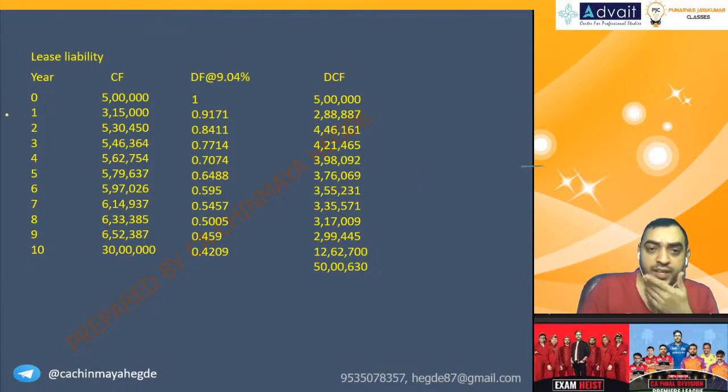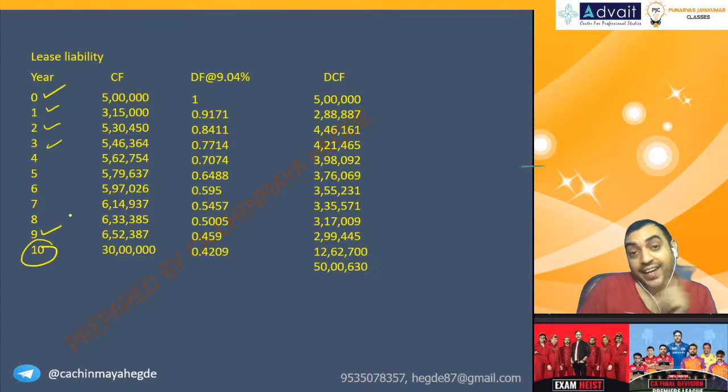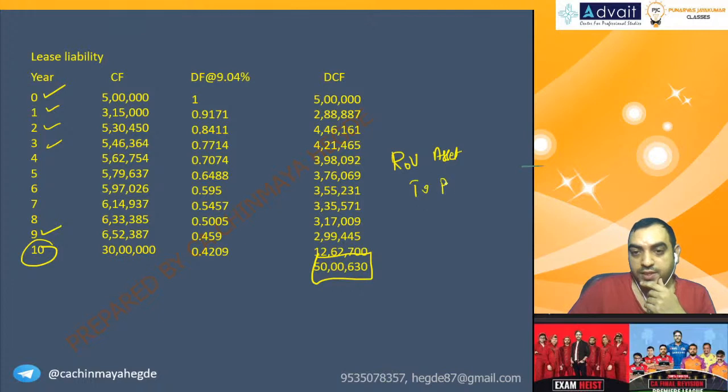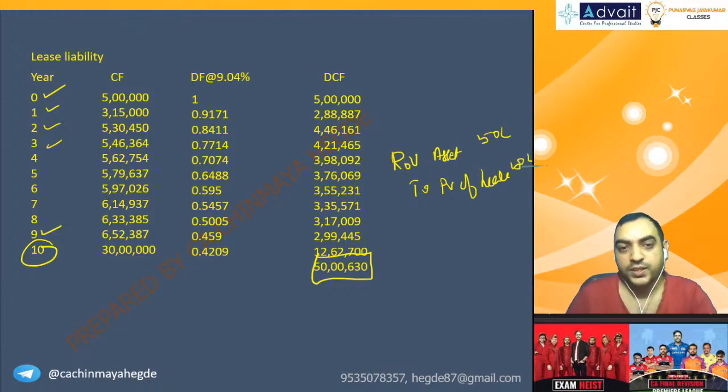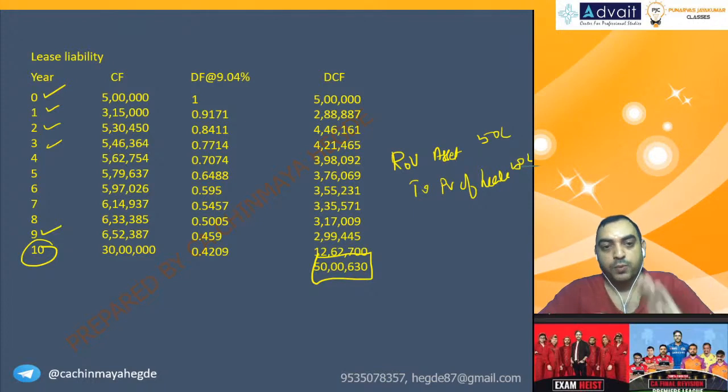Since payments are at the beginning of the period, it starts as year 0, then 1, 2, 3, 4, 5, 6, 7, 8, 9, basically the 10th year beginning, and then the 10th year end, at the end of the lease term, this will come. I've taken the present value with 4 decimals, the institute has taken 2 decimals, so it will come to 50 lakh. So the journal entry will be ROU asset to present value of lease liability, approximately let's say 50 lakhs. This will be the simple journal entry as far as this problem is concerned.